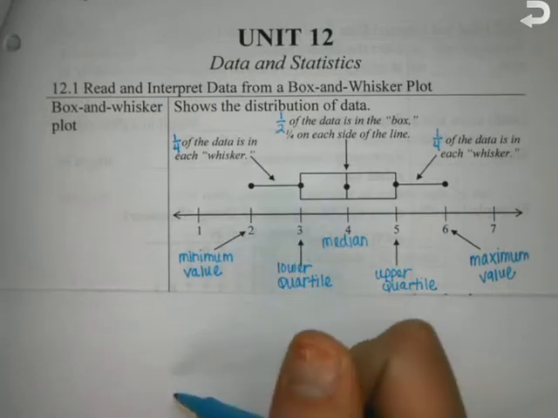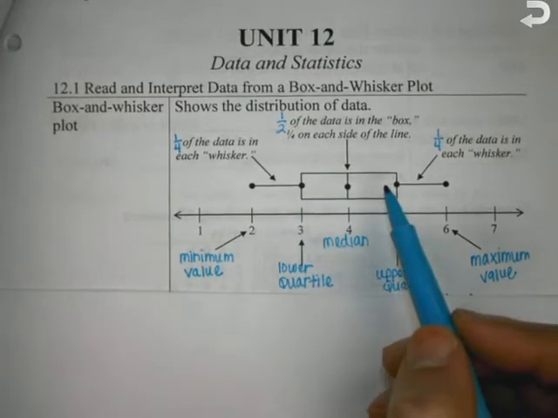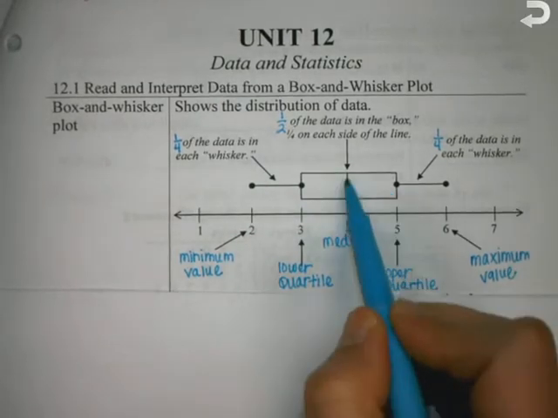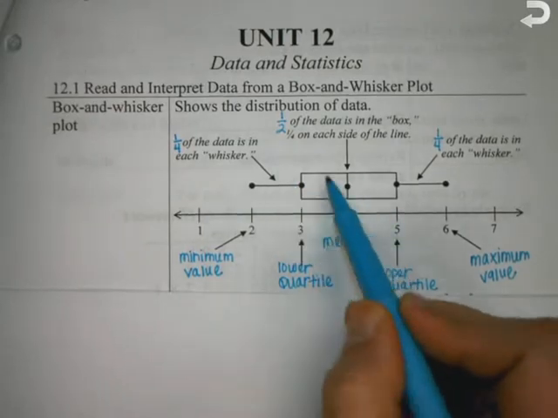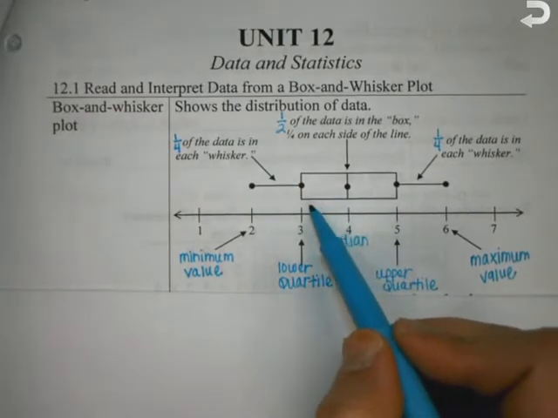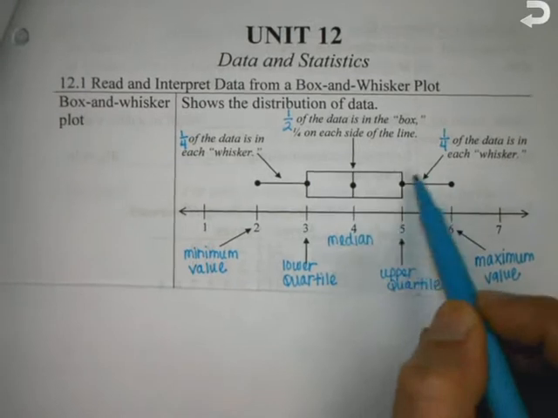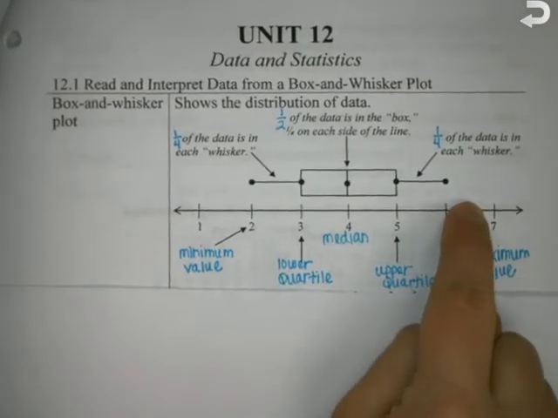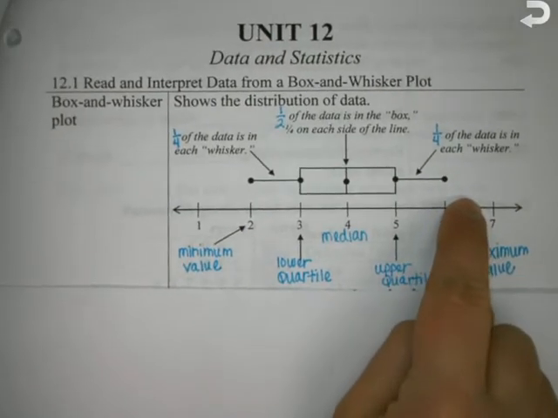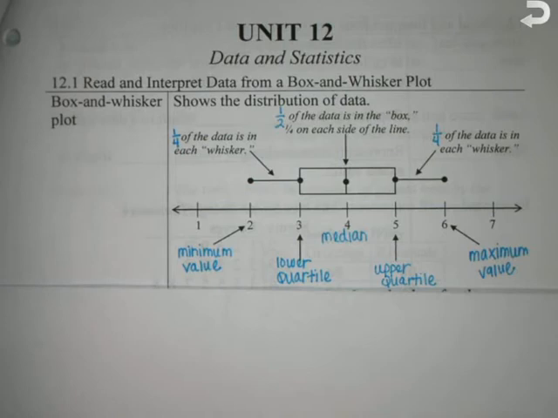The box contains half of the data, right? Okay, and then we split the box in 2. So 1/4 of it is on one half of the box, and 1/4 of it is on the other half of the box. So there's 1, 2, 3, 4 fourths, which all adds up to 1. The thing we have to realize about a box and whisker plot is this one is very symmetrical, right? They won't always look symmetrical. So let's look at the example.